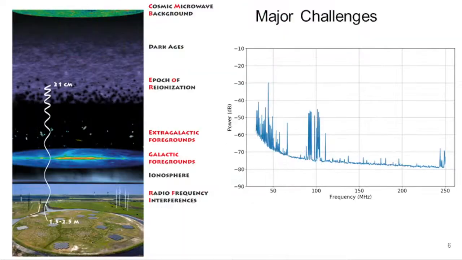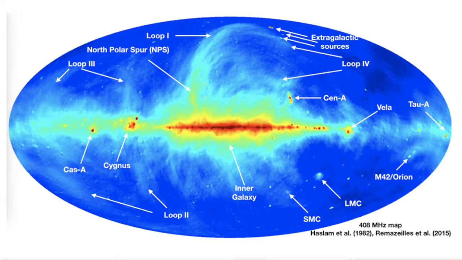So if you look at this, it is one of the most popular actual radio measurements. This is called the Haslam map at 408 megahertz. You'll probably do a bit about it in the tutorial. But this basically shows you the brightness and the morphology of galactic and extragalactic objects. You can see how rich the whole thing is.